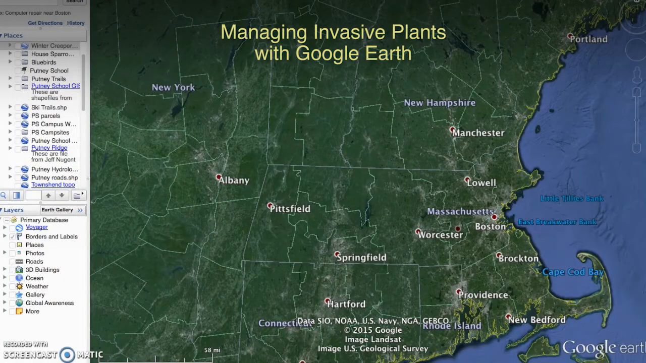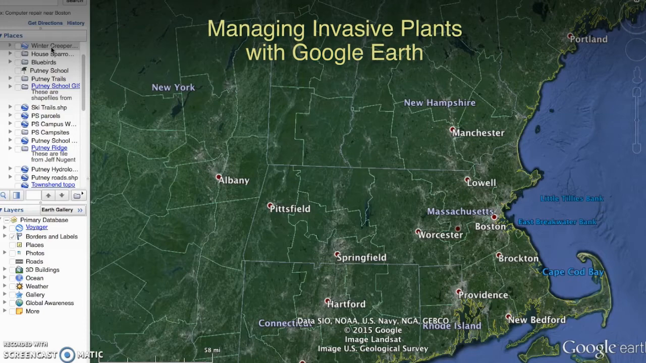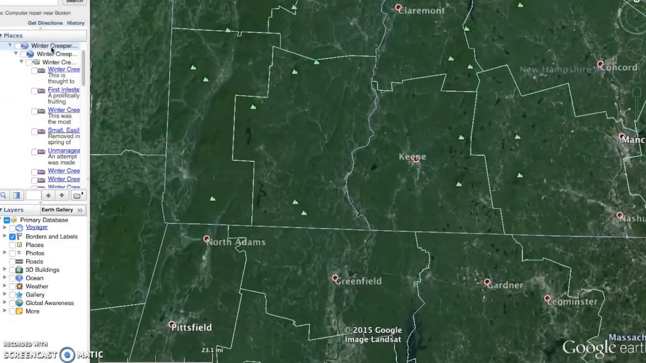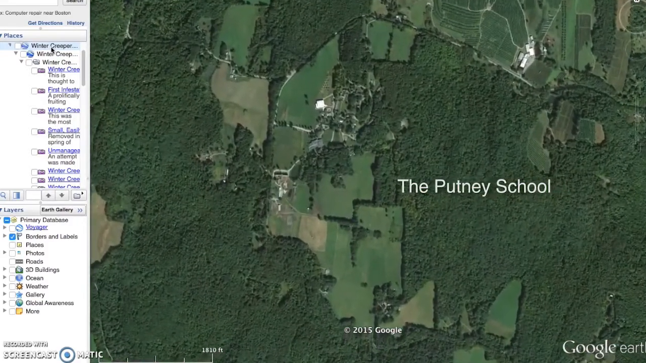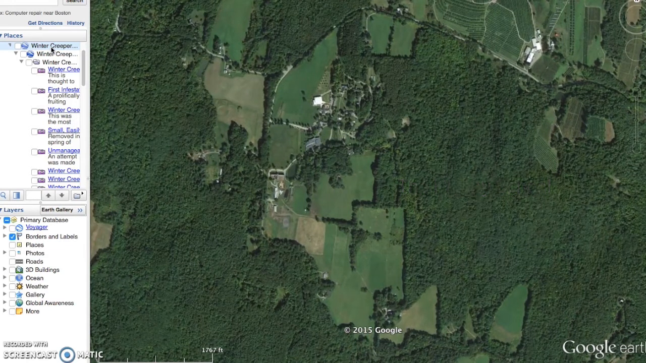Hi, my name's David Moon, and I'd like to share a project with you looking at invasive plants on a school campus in southeastern Vermont. The Putney School is on a working dairy farm that has been in operation for many, many decades. And as a result, there's quite a dramatic array of invasive plants growing on the campus.